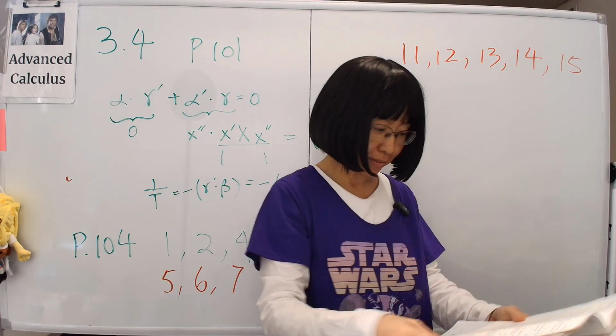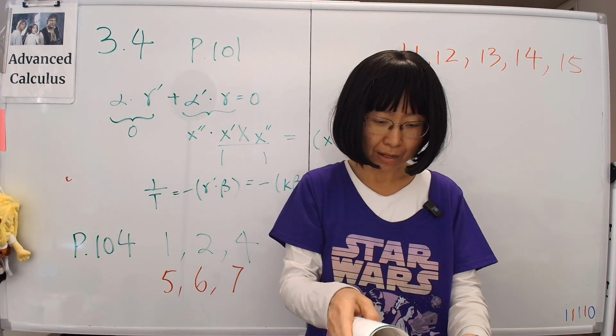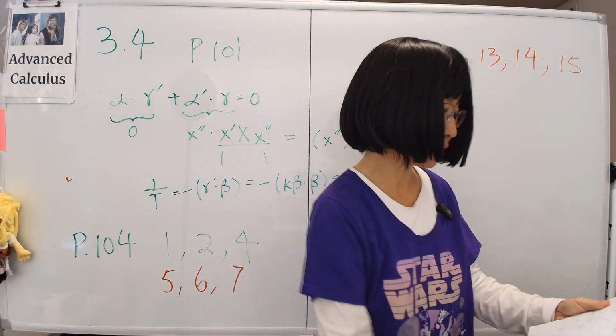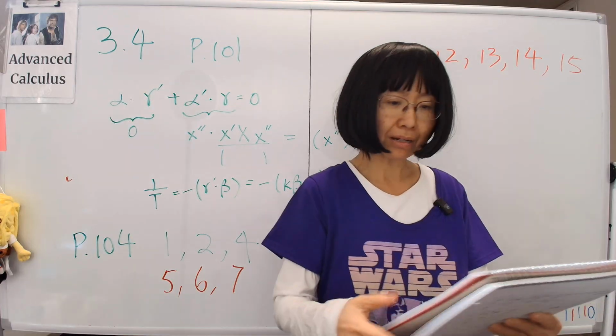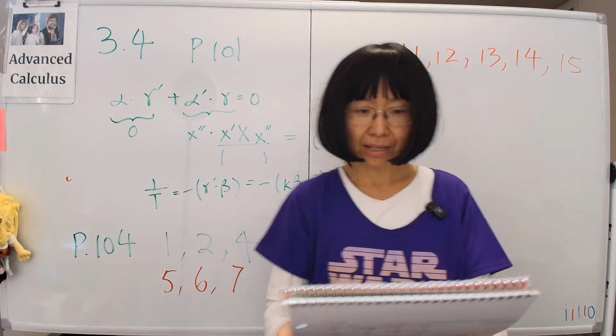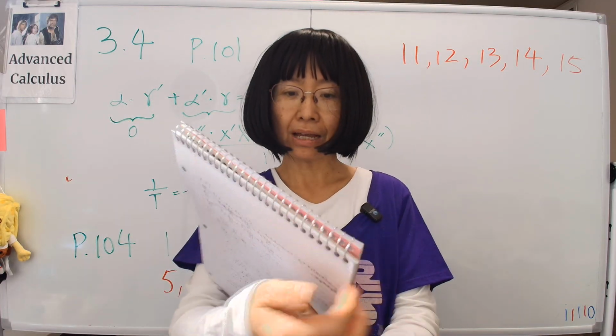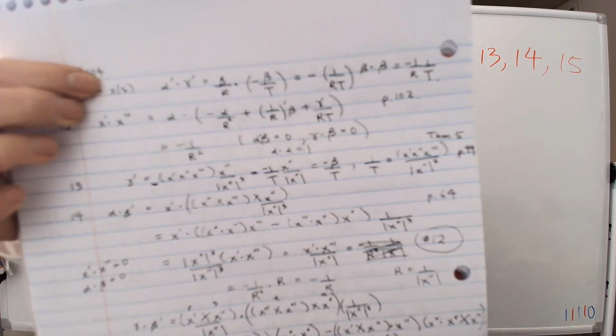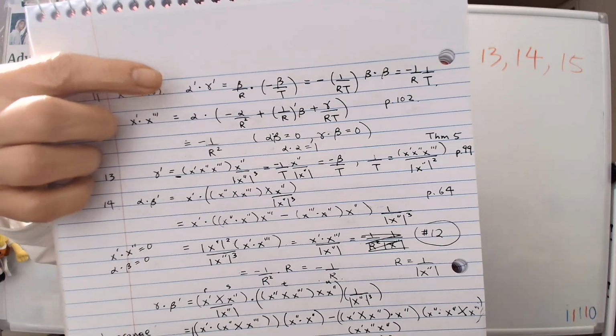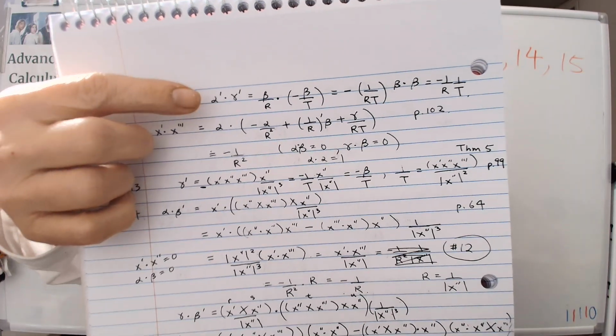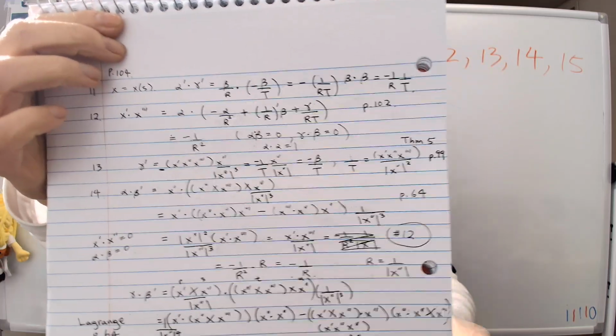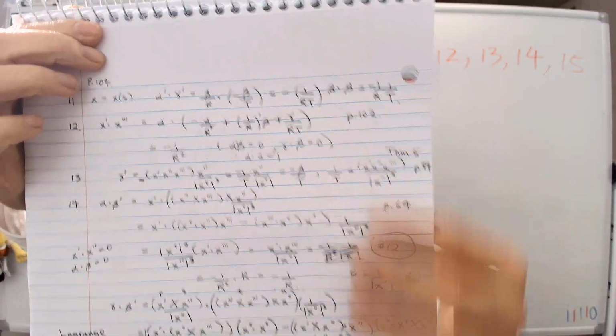Next, let's look at problem 11, which says, let me first figure out what it says. For the curve, show that alpha prime dot gamma prime equals something. Alpha prime dot gamma prime, what is that? I just wrote down that Frenet-Serret formula, and you plug it in and it equals exactly that, a one-line answer.